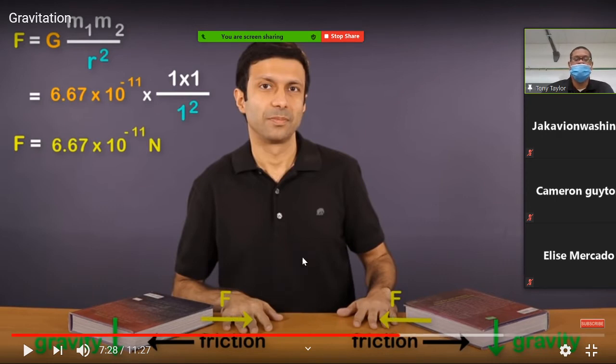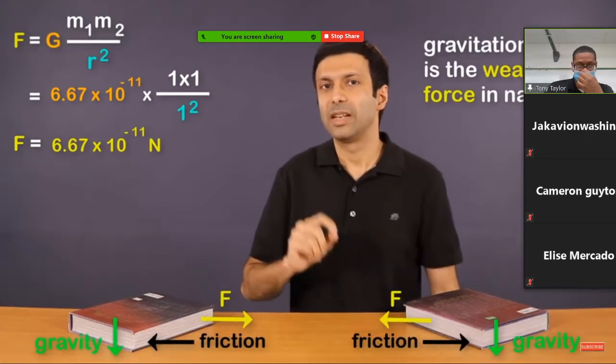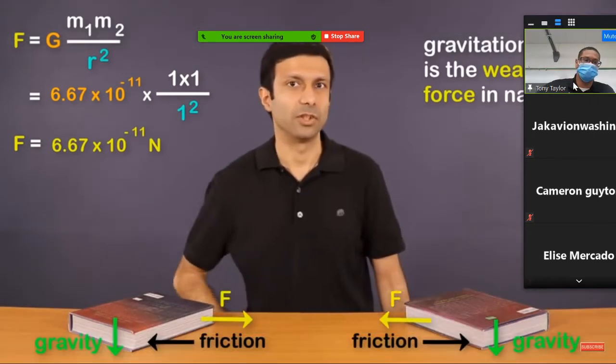Now, if we were in outer space, guys, so if these two books were next to each other in outer space, and there were no other objects around, there were no other planets, then eventually these two books would move toward each other. Of course, the rate of acceleration would be very small, but eventually they would meet up because there's a gravitational force of attraction between these two masses. In fact, gravitational force is the weakest force in nature.